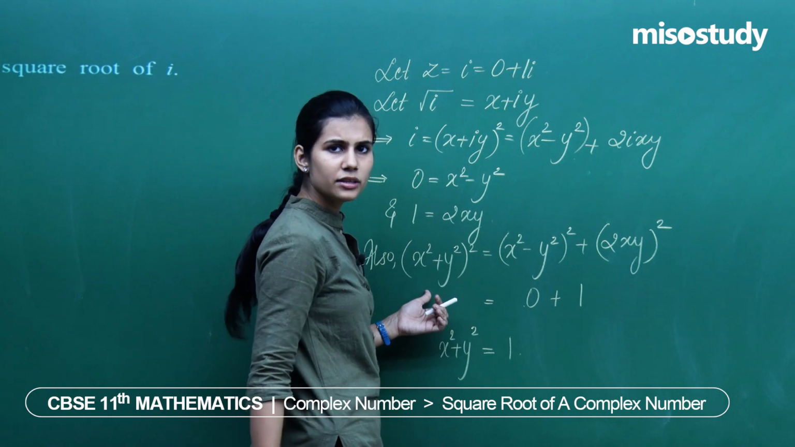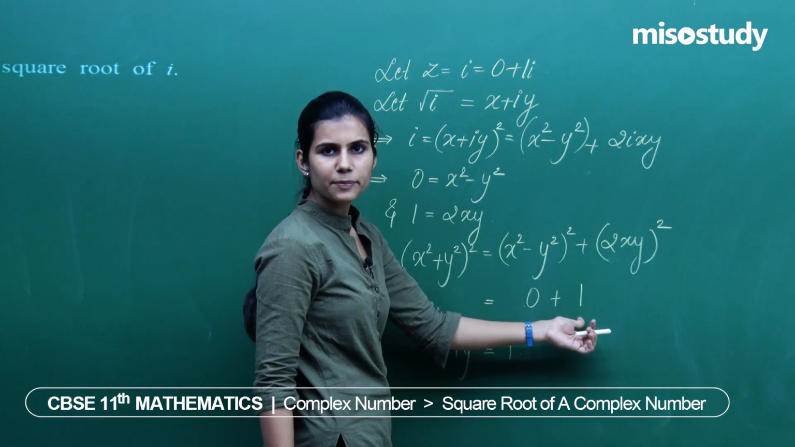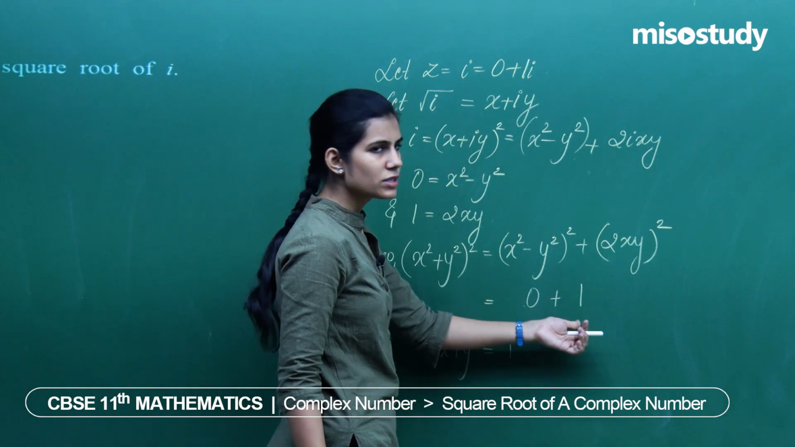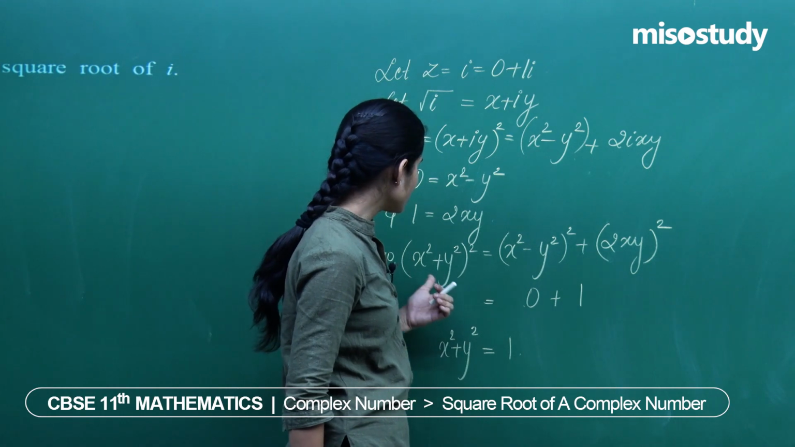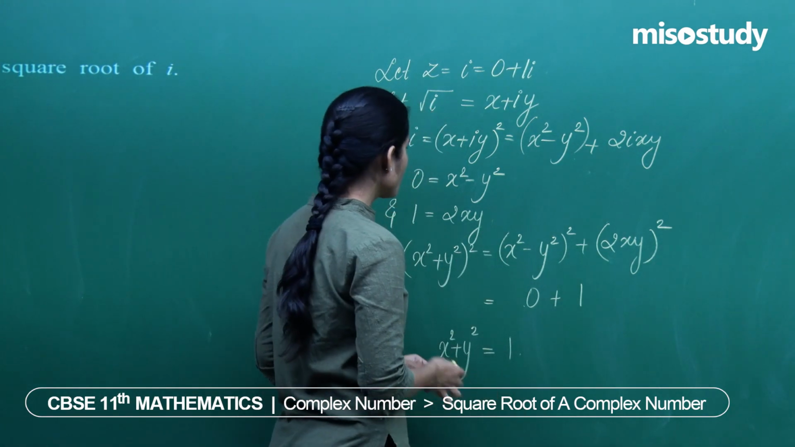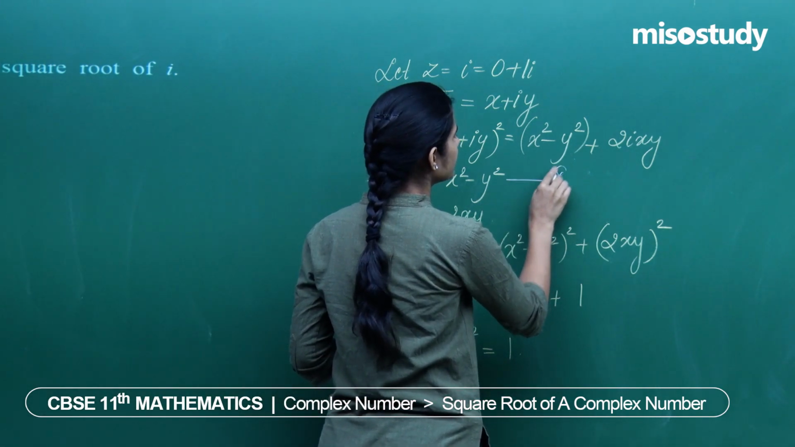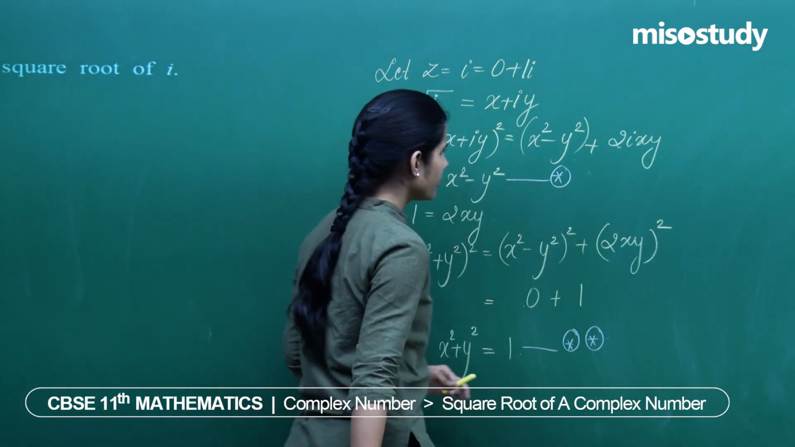It cannot be minus 1. Can it be minus 1? X square plus y square whole square is 1. That means the next step you would say x square plus y square equals plus minus 1, but it cannot be minus 1, because x square is non-negative, y square is non-negative, sum of two non-negative terms is non-negative. We have got x square minus y square is 0, and we have got x square plus y square is 1.